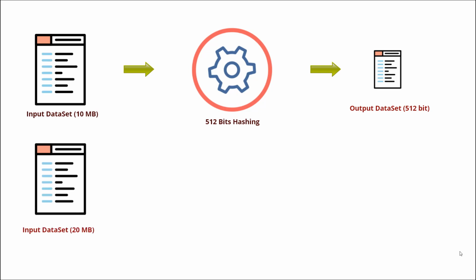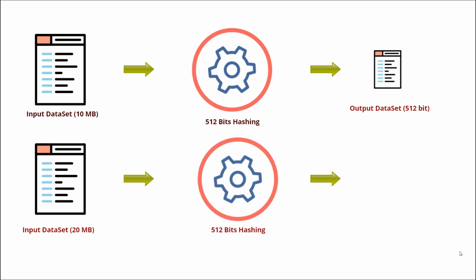Next, if you pass an input dataset size of 20 MB, even now the hashed output dataset size will be 512 bits. As you can see here, the hashed output dataset size will remain the same for variable input dataset size.